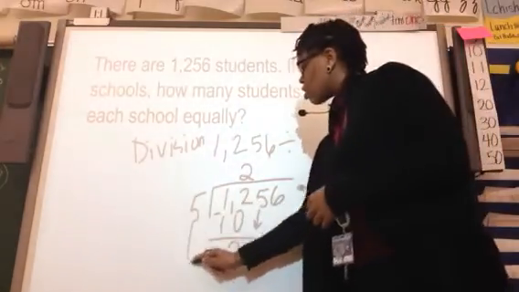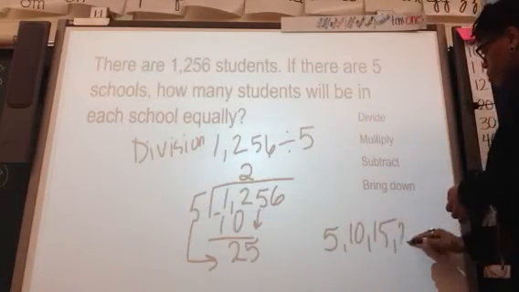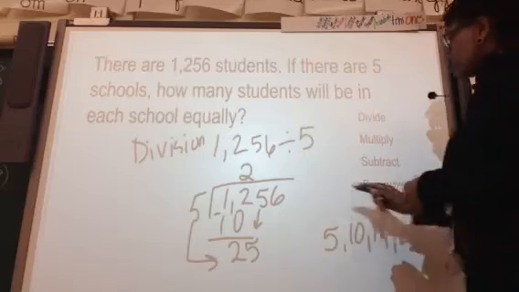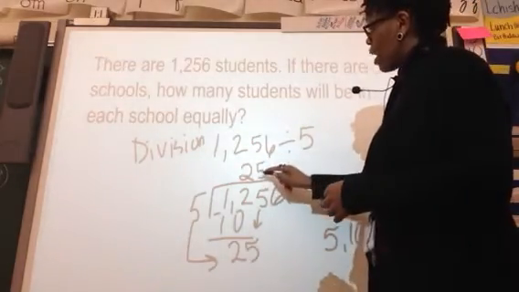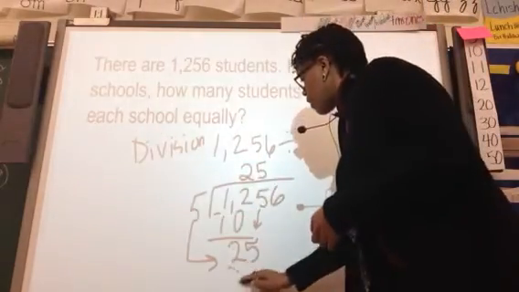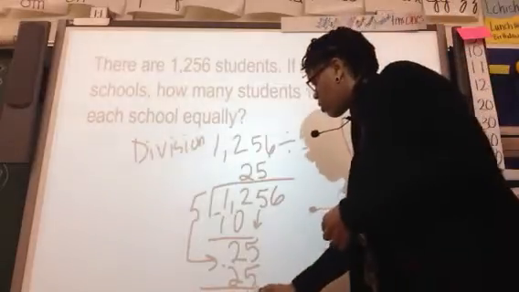How many 5s go into 25? Let's skip count. 5, 10, 15, 20, 25. 1, 2, 3, 4, 5. So you put your 5 right above the 5 and you tap it. We're multiplying now. 5 times 5 is 25. You subtract 25 from 25. That's correct. You're left with 0.